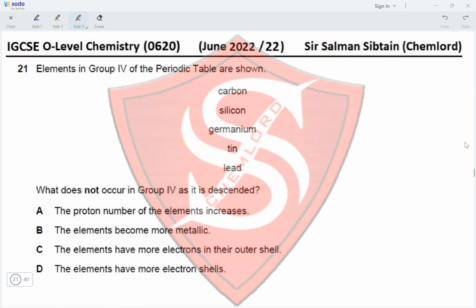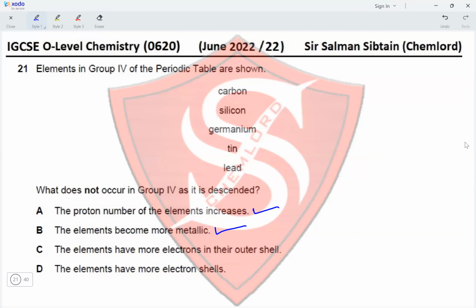Okay, so we are going to see the changes when the group is descended. The proton number of the elements increases. Yes, as we go down the group, the number of shells increases, so does the proton number. So this is true. Next, the elements become more metallic. Carbon is a non-metal and lead is a metal, so metallic character increases. This is also true.